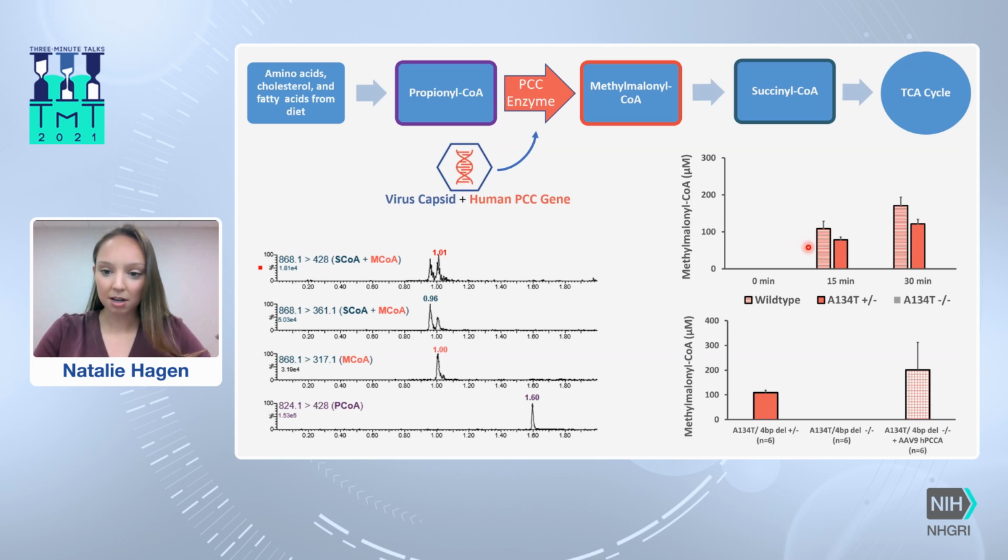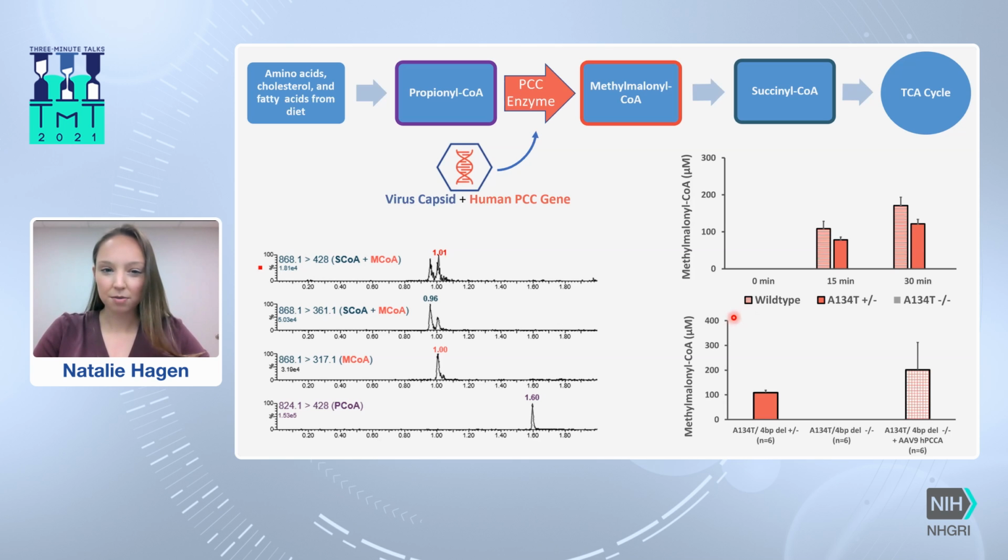You can see the wild type, which has 2 working copies of PCC, produced the most, whereas the mouse which had 1 working copy and 1 defective copy formed somewhat less Methylmalonyl-CoA. And the mouse which had 2 defective copies of the PCC gene did not form any Methylmalonyl-CoA at all. So we showed that our method was able to assess PCC function in mice with different mutations.